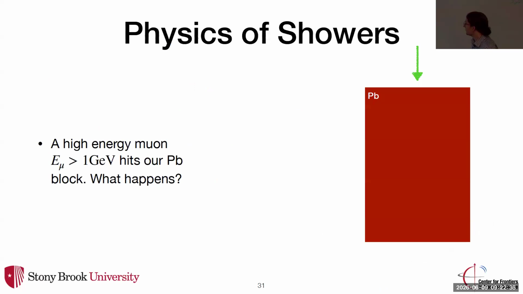Okay. One more. A high energy muon comes in. It's got an energy above a GeV. What happens?